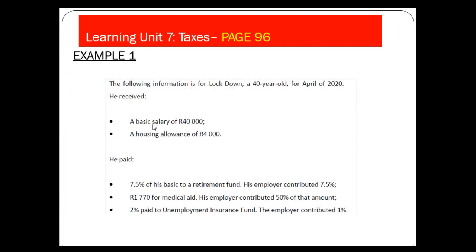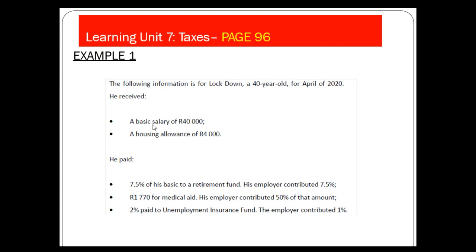Let's look at this example. The following information is for a guy by the name of Lockdown. Lockdown is a 40-year-old, and Lockdown has the following information which took place during the month of April. Lockdown received a basic salary of 40,000 and also a housing allowance of 4,000. Remember, in the eyes of the law from SARS, this housing allowance is also regarded as remuneration. So it means at the end of the day, it's like he got 44,000, and that will have tax implications when it comes to the calculation of tax.